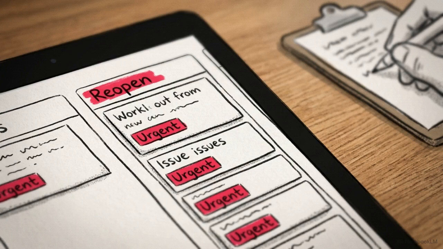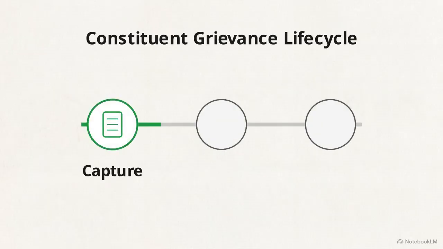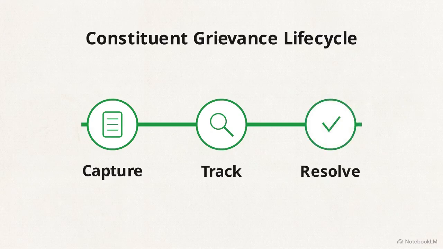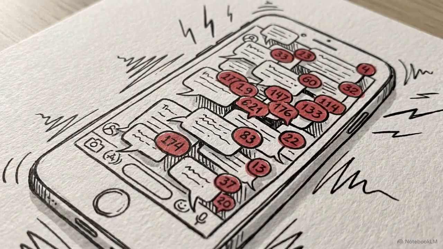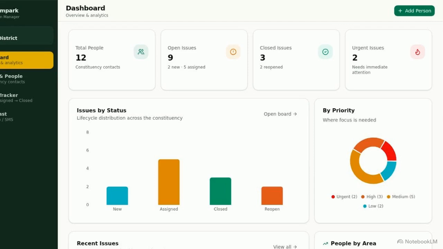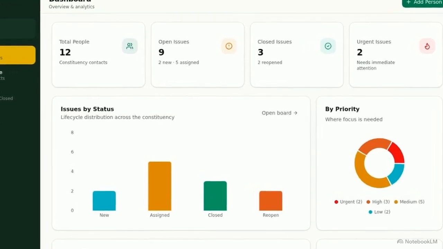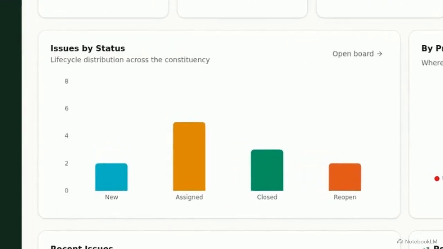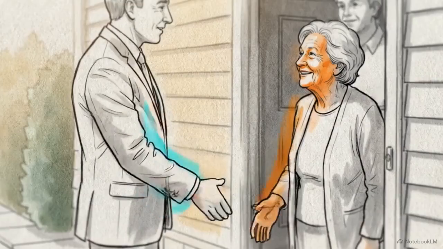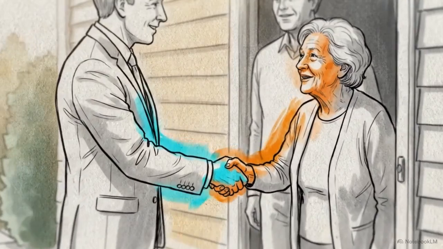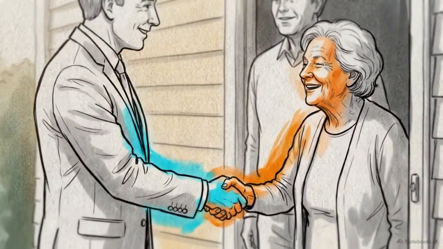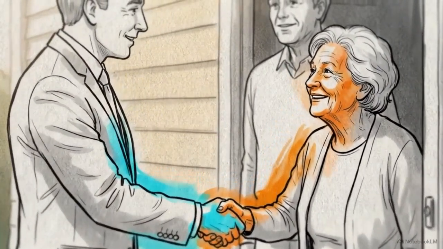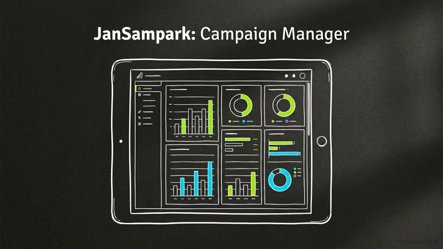You have now successfully captured, tracked, and resolved a specific constituent grievance, all without relying on a chaotic mess of group texts. This is the Command Center dashboard, and this is where that ground-level effort becomes campaign intelligence. The headline metrics here, like your total closed issues and the visual charts below them, update instantly to reflect the hard work your team is doing in the tracker. At the end of the day, the candidate who reliably remembers and resolves a voter's problem earns the loyalty of their entire family. This dashboard is how you ensure your campaign never forgets.